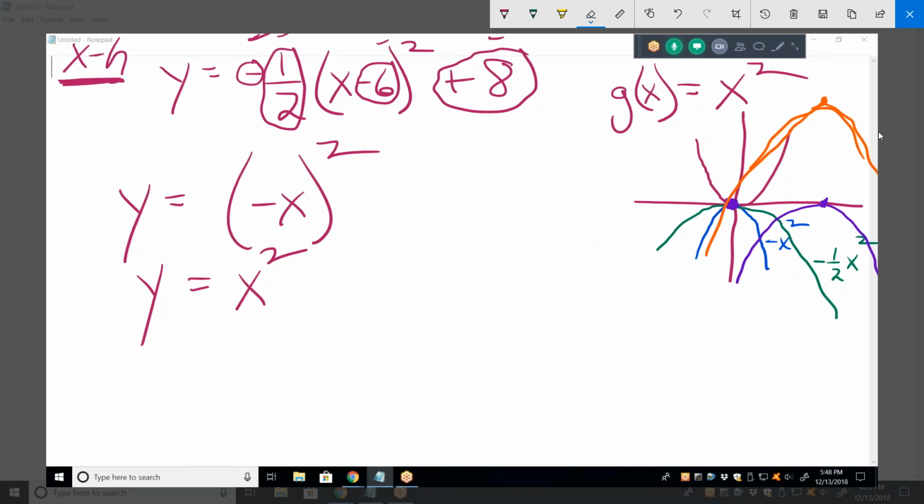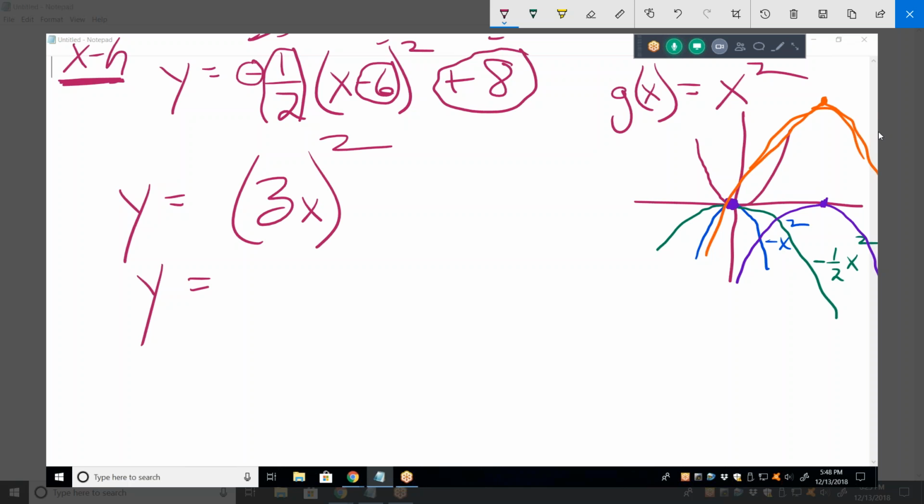Hold on. Not quite done. There's one other that I want to talk about. Is that a horizontal or vertical translation? It is horizontal because it's inside of the... Exactly. So what does the 3 do? It's not being added or subtracted, which would make it a shift. So it's got to be either a stretch or a shrink, right?